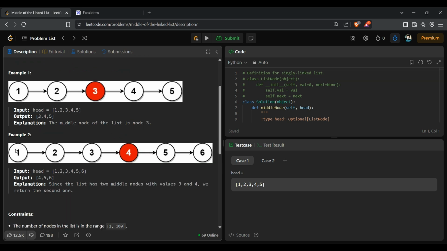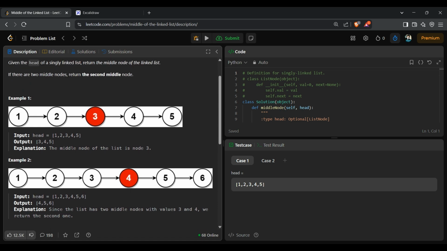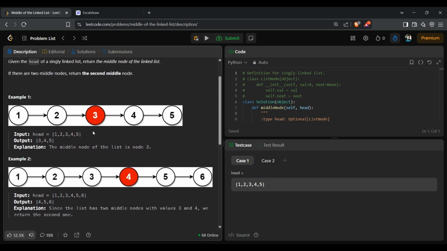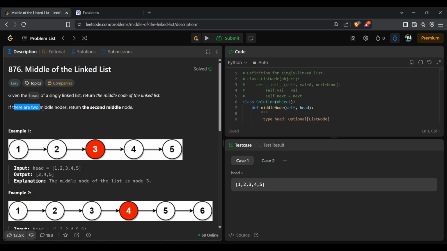Okay. And if there are six elements in the linked list, six nodes, we have to return the second middle as it is having two middle nodes. We have to return the second middle node. Okay. As it is mentioned in the question, if there are two middle nodes, return the second middle.